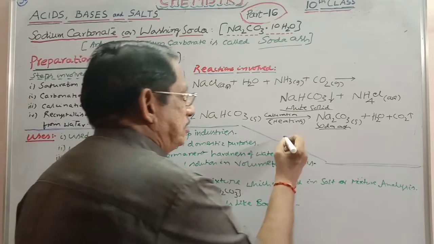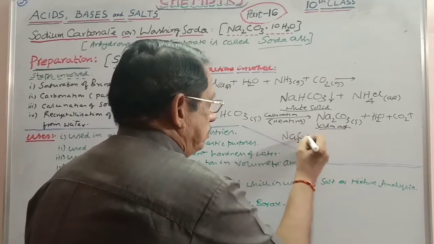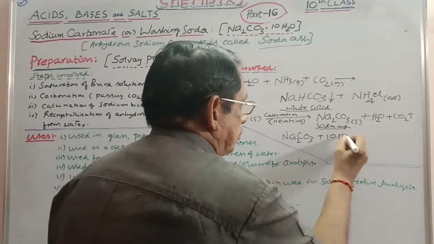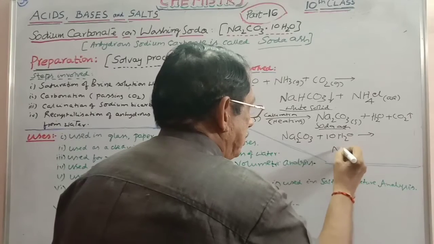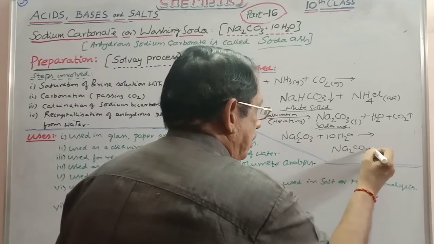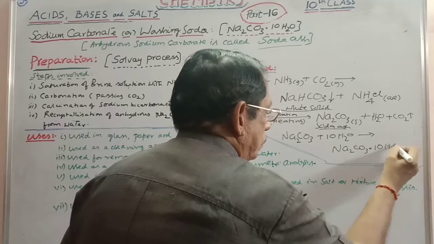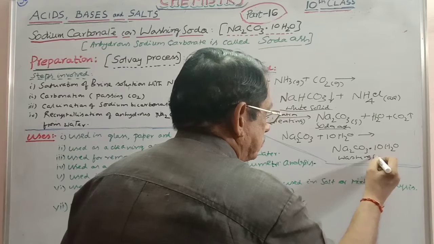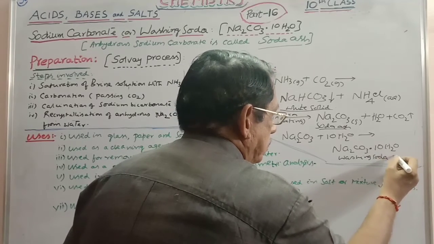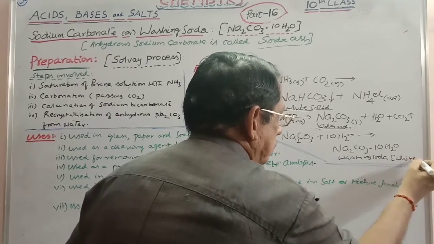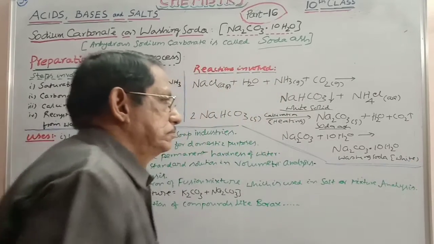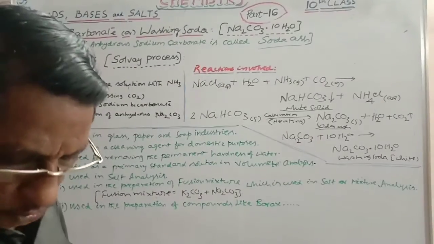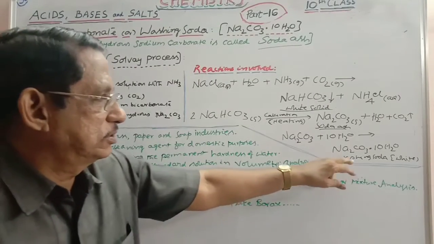So how can we write the equation here? Na2CO3 is present in solution here plus 10H2O. Water molecules are also there. You will get Na2CO3 dot 10H2O. This is washing soda. White crystals, white powder. So that is the way of preparing sodium carbonate decahydrate, which is called washing soda.